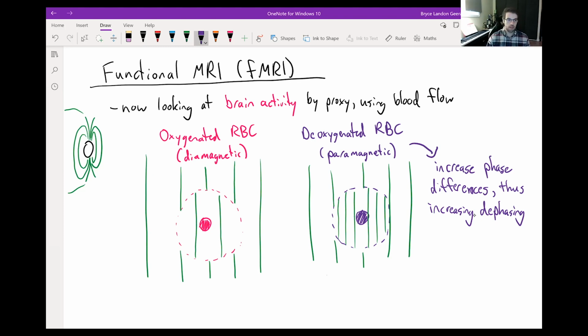Now, what happens when neurons are firing and blood is flowing to those areas is convenient for MRI because although there is more deoxygenated blood being used by those, or being produced, I guess, by those neurons. Sorry, let me rephrase.